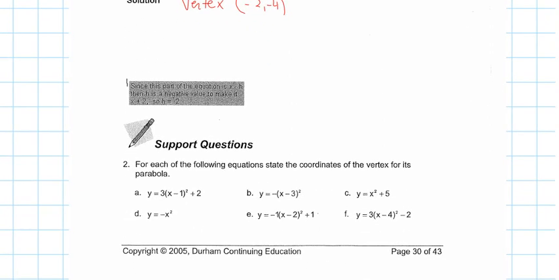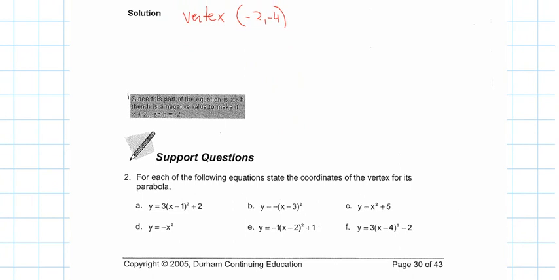Now, we've already explored A, E, and F. What would be your vertex for B? 3 and 0, because technically, since I don't have a k value here, that's plus 0. Okay? But I don't write plus 0. It doesn't make sense that I write plus 0. Okay? So your vertex here is going to be 3, 0.